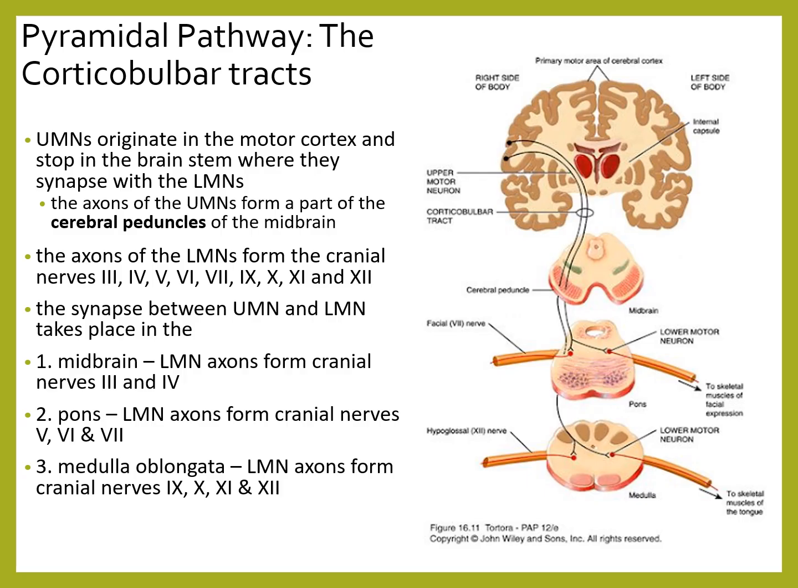The synapsing between the upper motor neuron and the lower motor neurons in the corticobulbar tracts takes place in the midbrain, the pons, and the medulla oblongata.